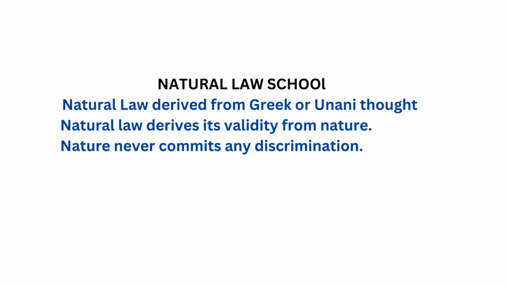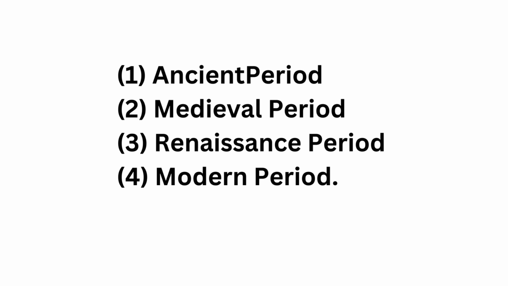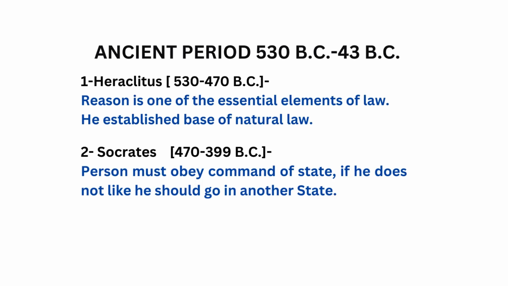Natural law is divided into four periods. First is ancient period, second is medieval period, third is Renaissance period, and fourth is modern period. In ancient period, there are five main jurists. The first is Heraclitus from 530 to 470 BC.